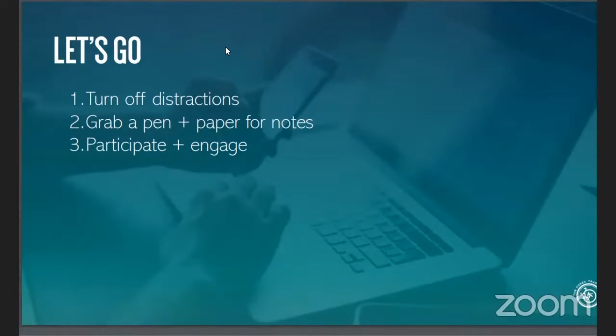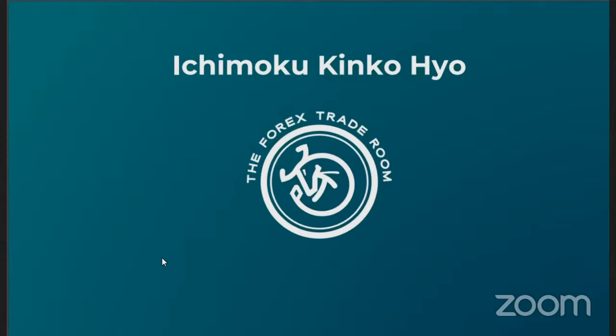This week, we are going to do a pretty good lesson on the Ichimoku Cloud. Let's turn off any and all distractions, grab a pen and paper for notes, and make sure, especially today, that we participate and engage. I think we'll all walk away having learned something really new. Become a little more comfortable with this big, huge, monstrous indicator that looks so scary when you first look at it, called the Ichimoku Cloud. I think we'll be a lot better after today. Let's dive into this Ichimoku Cloud.